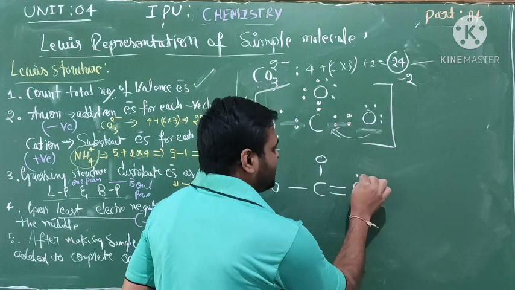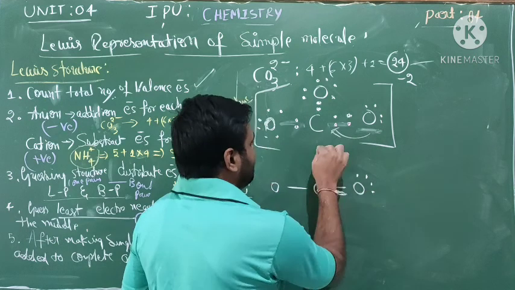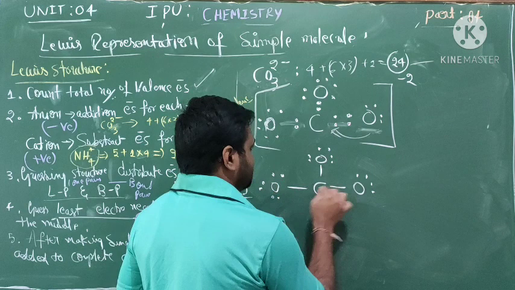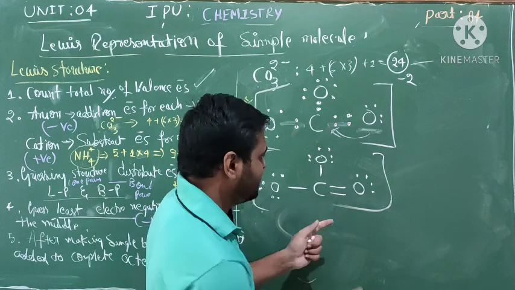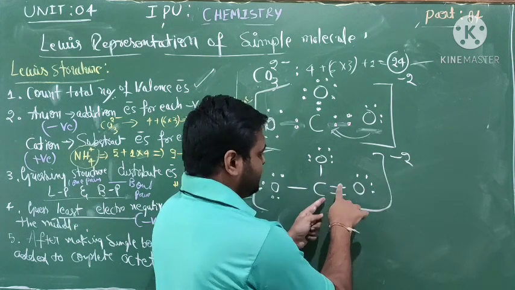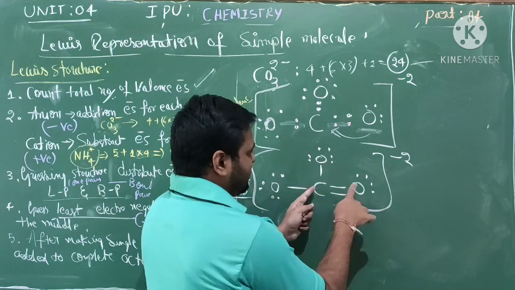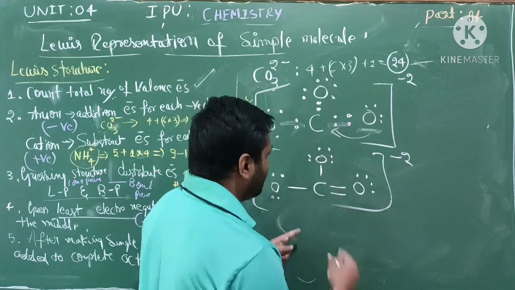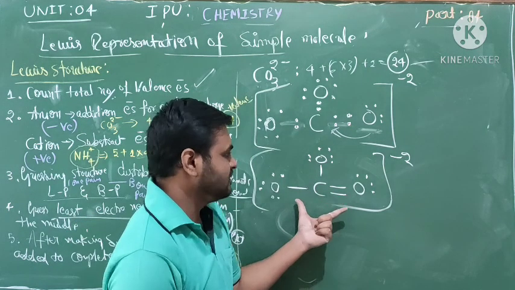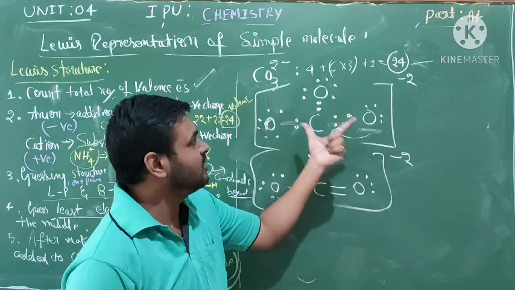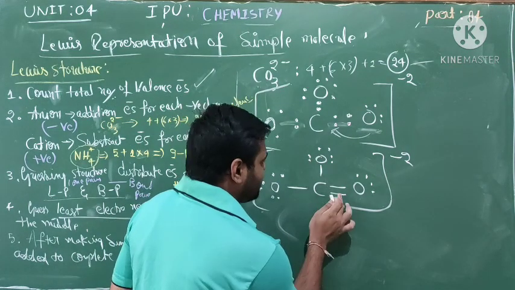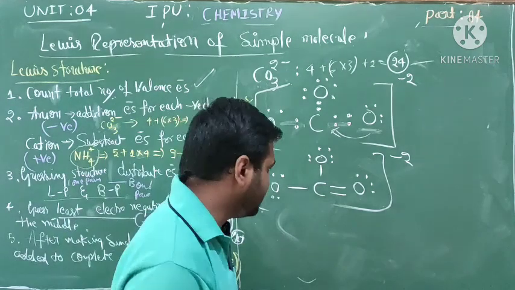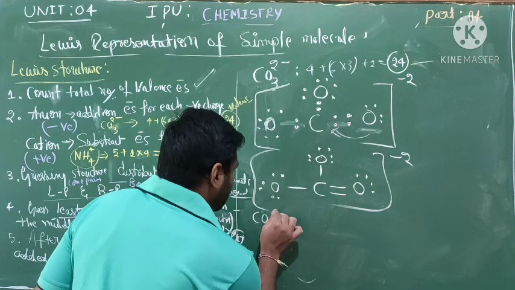Remaining: 1, 2, 3, 4. Here 1, 2, 3, 4, 5, 6. Now you count the oxygen's 2 bond capacity. In this oxygen there are 3 lone pairs and 1 bond. So now see, this is the Lewis structure of carbonate. Carbon has 1, 2, 3, 4 bonds. Clear? This is carbonate.